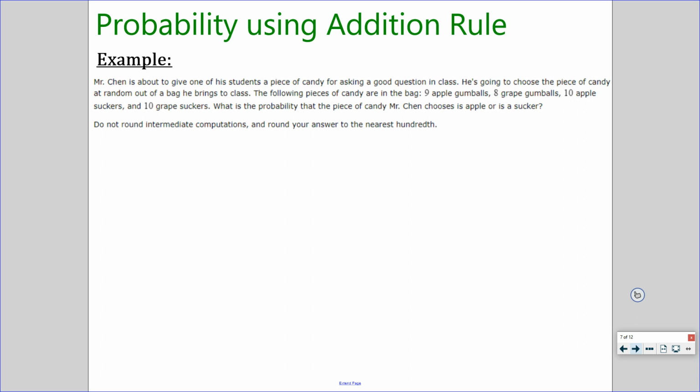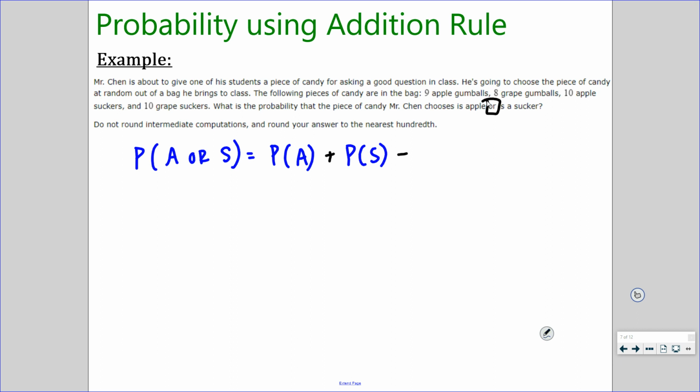What is the probability that the piece of candy Mr. Chen chooses is apple flavored or is a sucker? Okay. So the probability that it's apple or a sucker. I'm just going to abbreviate it like this. So I want to calculate the probability that it's an apple or sucker: the probability that it's apple, add that to the probability that it's a sucker, and subtract out the probability of both apple and a sucker. So essentially double counting them.